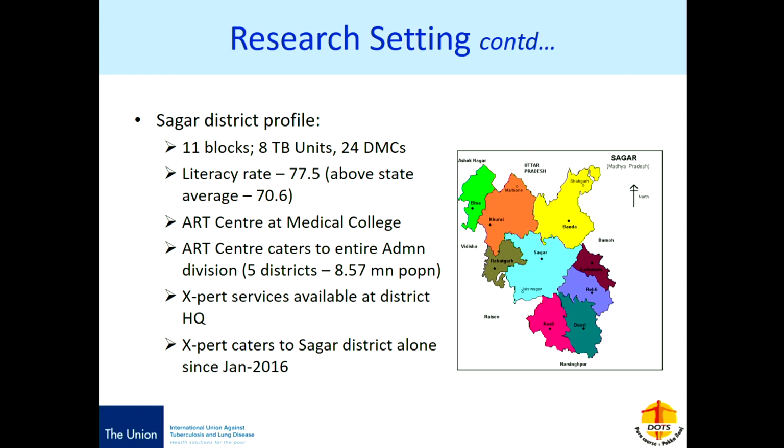Actually, Madhya Pradesh state is divided into 7 administrative divisions, out of which 1 division is Sagar division, covering 5 districts with a population of about 8.6 million. The expert services have been available in the district headquarters since March 2014. Since January 2014, expert is catering to the district itself. Prior to that, it was catering to the entire division.